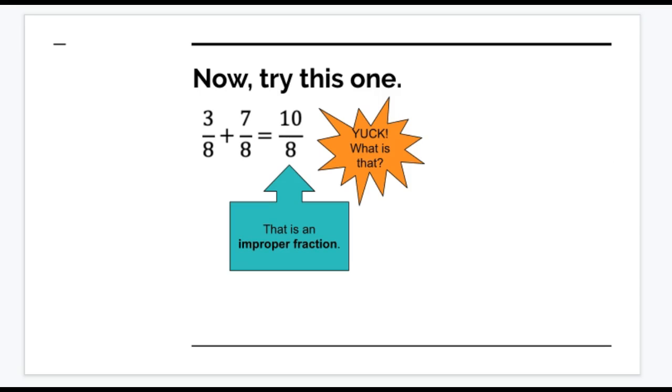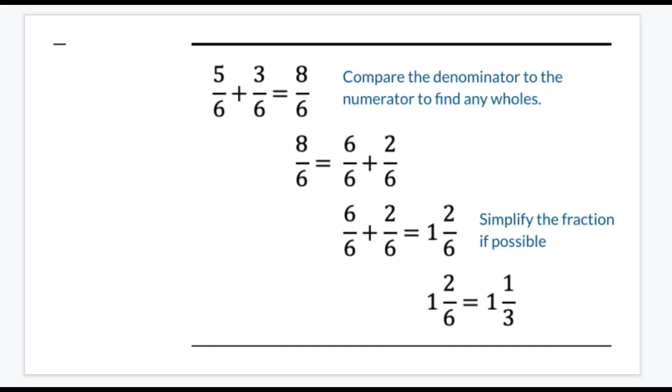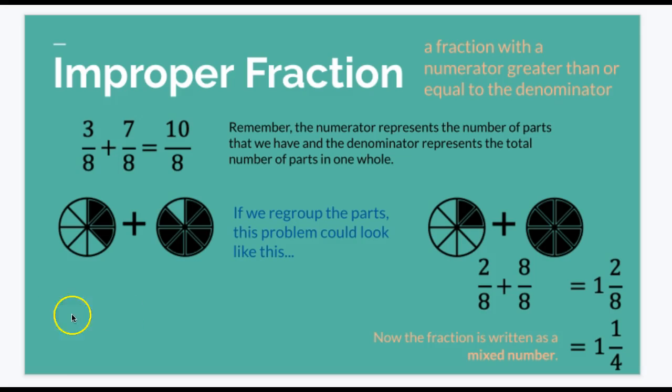So, this example introduces the concept of an improper fraction, all right? So, you have 3/8 plus 7/8. 3 plus 7 gives you 10, right? That's 10/8. We can't deal with that. We don't work with improper fractions. So this is what happens. Take a look at this. Is this the right slide? Here we go. So what happens is this.